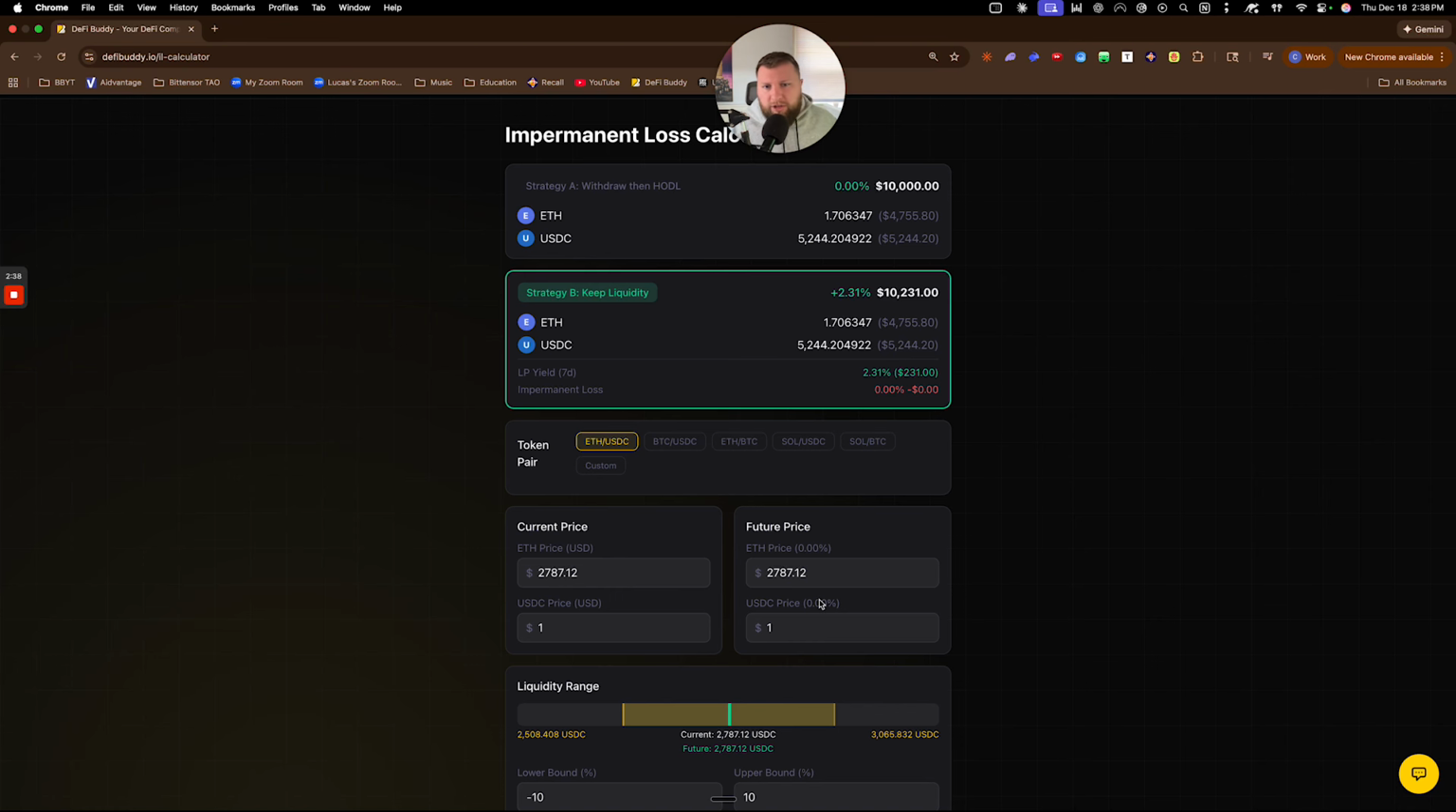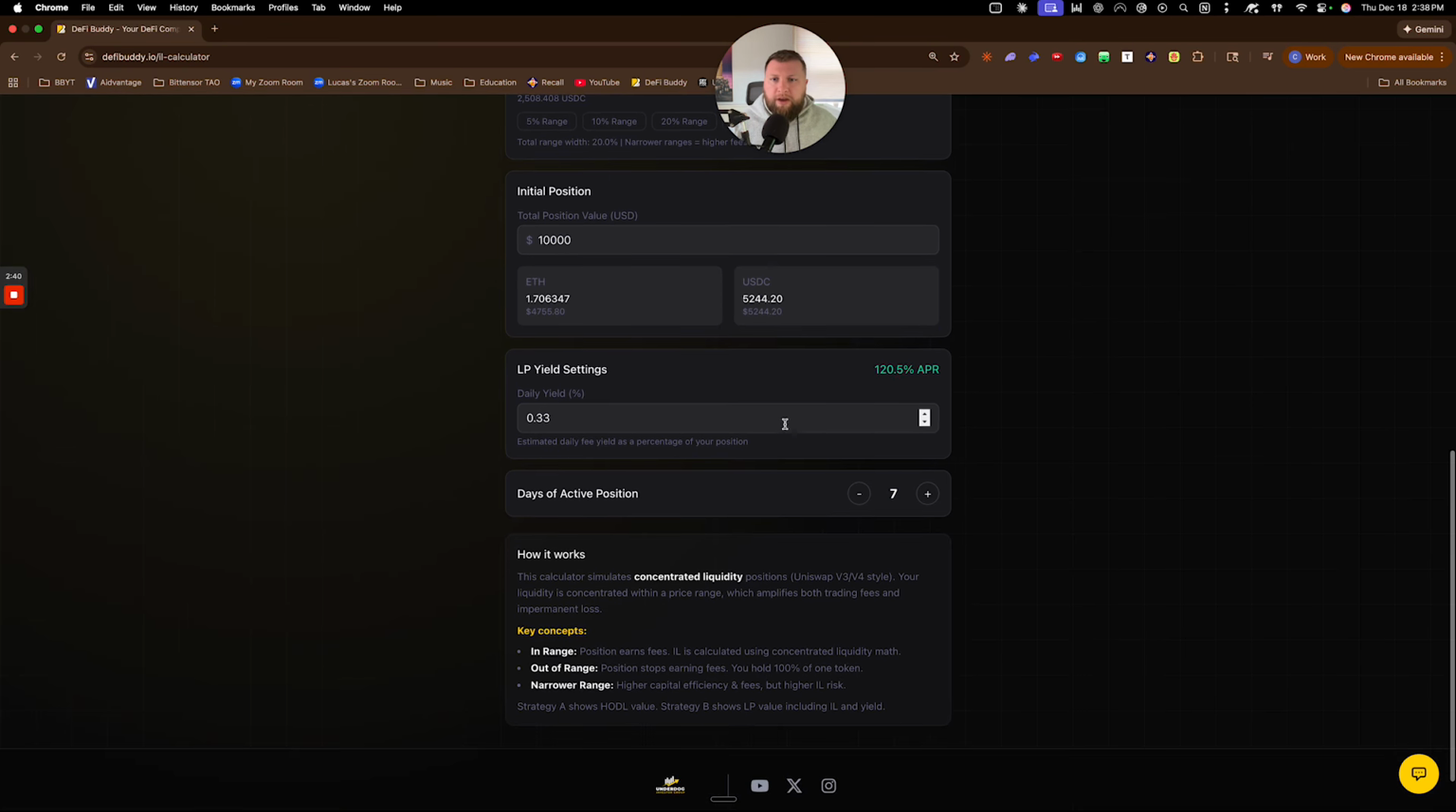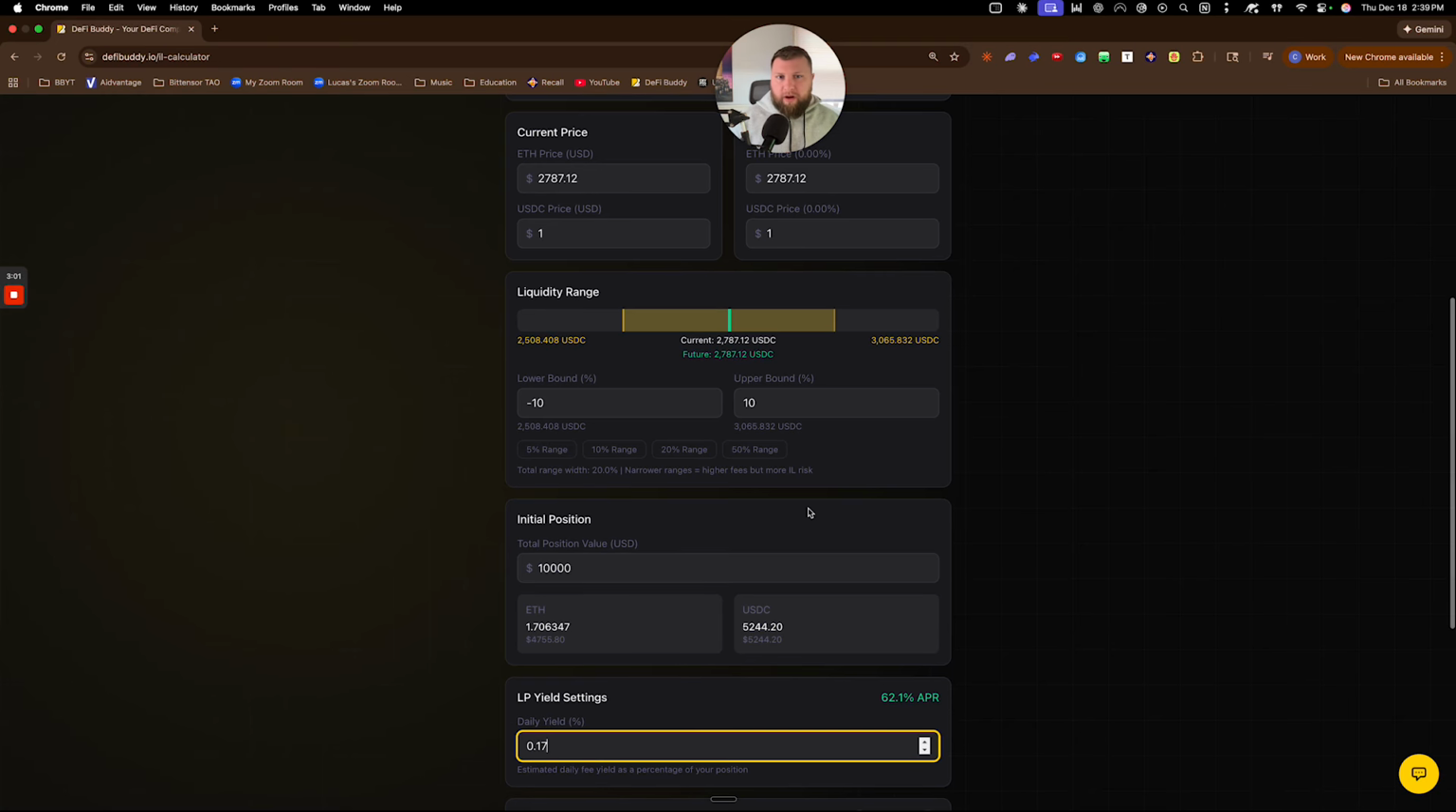So what I'm going to do is scroll all the way down, and you're going to see this LP yield settings. For this pool, it's automatically already set at about 120% APR, right? But what I can do is adjust that daily yield to maybe be like 60%. If I were to go up to 62% at 0.17% per day on average in daily yield, that's what I'm sort of projecting out based on the width of my range.